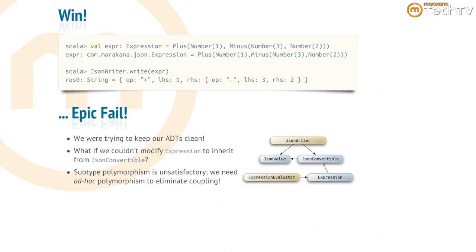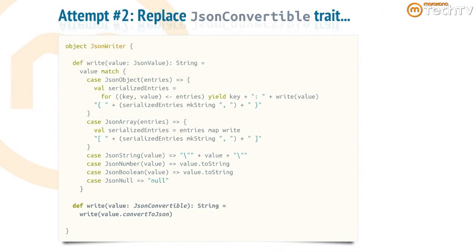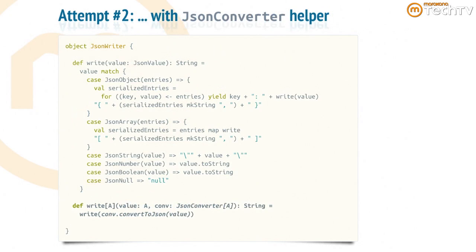So we're going to introduce this notion of type classes, or ad hoc polymorphism as compared to subtype polymorphism, to try to eliminate that tight coupling. Now, ad hoc polymorphism or type classes are maybe sort of fancy sounding computer science-y terms, but it's really quite straightforward. Whereas we had a trait before that was going to be convertible to JSON, we're going to externalize this JSON convertibility property into a helper object.